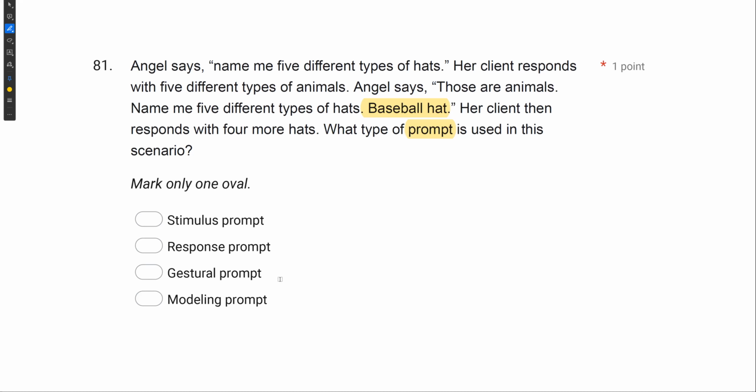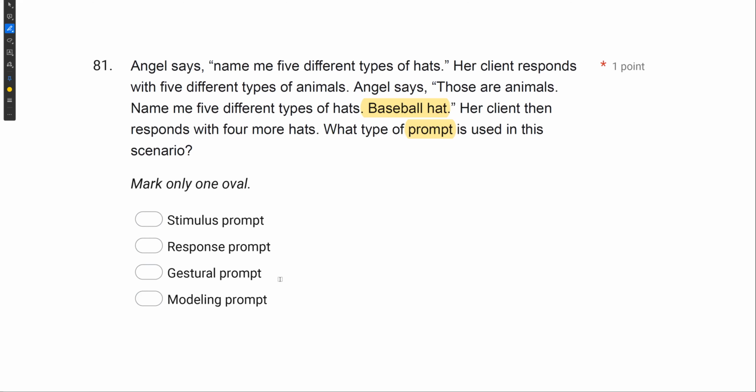Not a gestural prompt, right? There's no physical indication of what she wants. And it's not modeling. With modeling, we demonstrate the entire response. She only gave him one answer verbally, which is the verbal prompt, to evoke the other 4 responses. Modeling, Angel would have said all 5 hats, and then the client would have copied them. That would have been more of a modeling prompt. Additionally, modeling is typically physical.